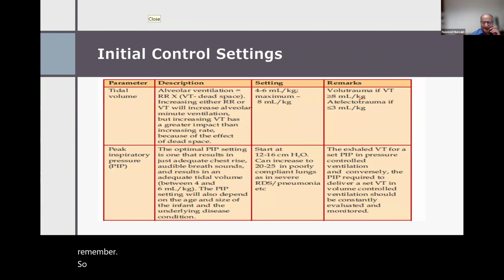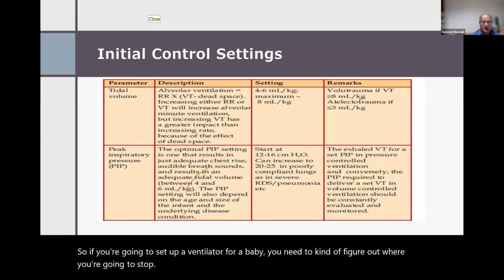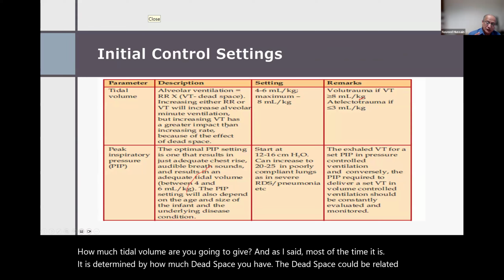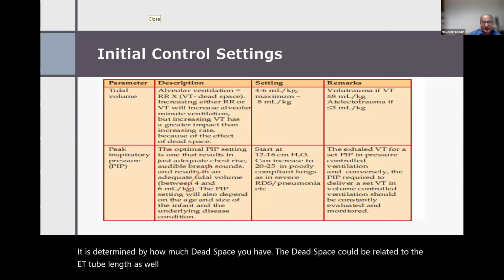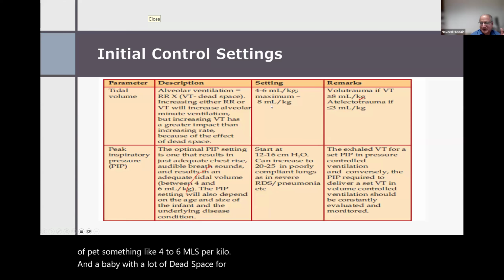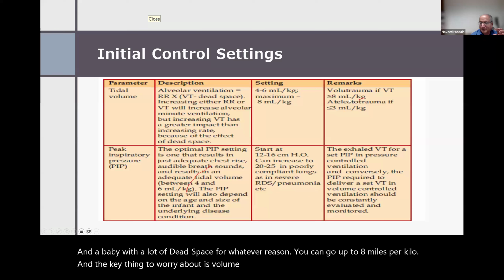If you're going to set up a ventilator for a baby, you need to figure out where you're going to start. You need to know how much tidal volume you are going to give. As I said, most of the time it is determined by how much dead space you have. The dead space could be related to the ET tube length, as well as if the lung is hyperinflated. Overall, you need to set something like 4 to 6 mLs per kilo. In a baby with a lot of dead space, for whatever reason, you can go up to 8 mLs per kilo. The key thing to worry about is volume trauma or hyperinflation of the lungs.